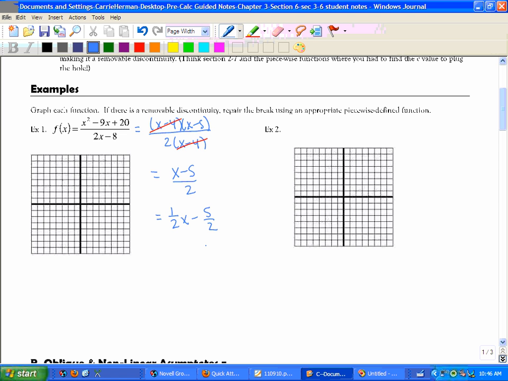So that's the equation that we're going to graph, but we know from our original equation, the denominator, that x cannot equal 4. So if we graph our equation, we would start at negative 2.5, and then we would do our slope, so we would go up 1 over 2, up 1 over 2, up 1 over 2. And you could also go down 1 to the left 2. But we have to have a hole at that x equals 4 value.